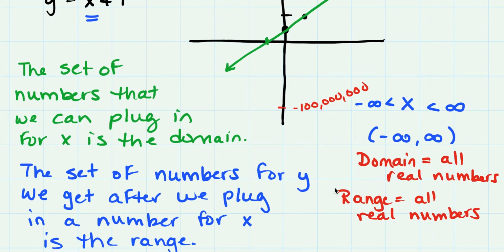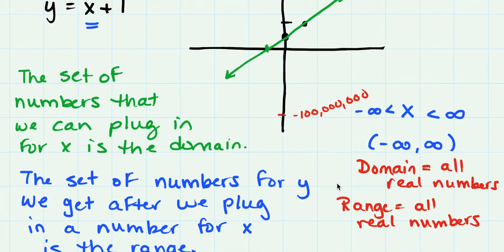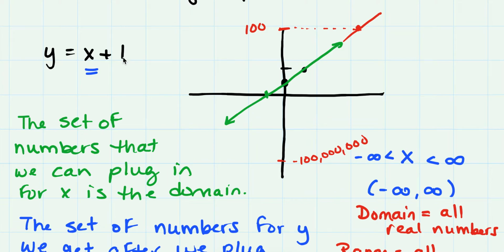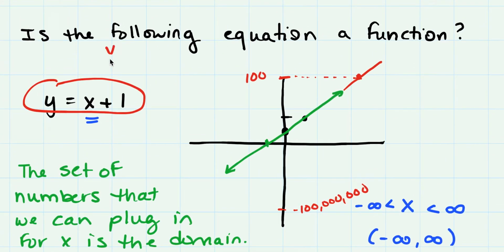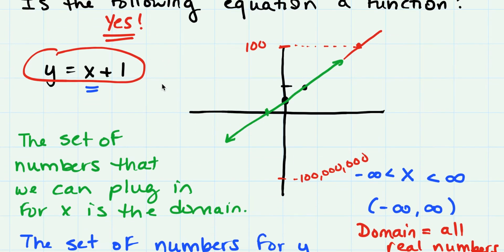But let's figure out if this is a function. For it to be a function, every x value that you plug in is only going to be sent to one y value. Is that the case for this equation? And the answer is yes. If I plug in 1, I'm going to be sent to 2. I'm only going to be sent to 2. I'm not going to be sent to anything else. If I plug in the number 10, I'm going to be sent to 11. I'm not going to be sent to 2 different numbers here. So the answer is yes, this is a function. Let's look at an example where we get something that's not a function.